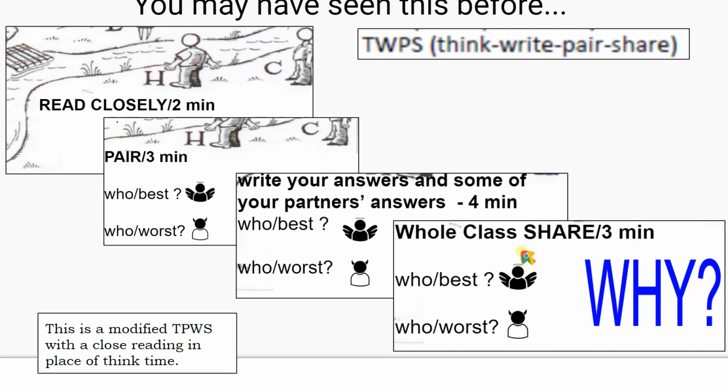And you may have seen this before, again in the interactions demonstration. There was a ThinkPairShare. It was kind of modified. So first, rather than thinking first, they were reading, and then they paired, and then they wrote, and then they shared. So it's a little different order. Any way you can combine these, as long as in the end they are sharing a better quality answer with the whole class. That's kind of the purpose here.